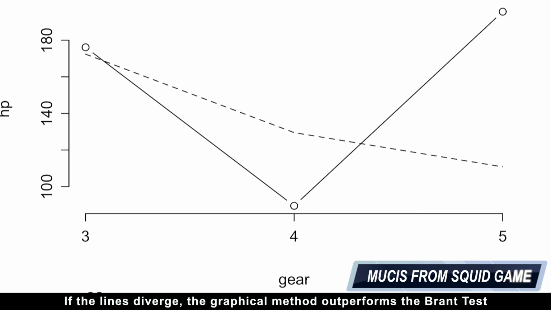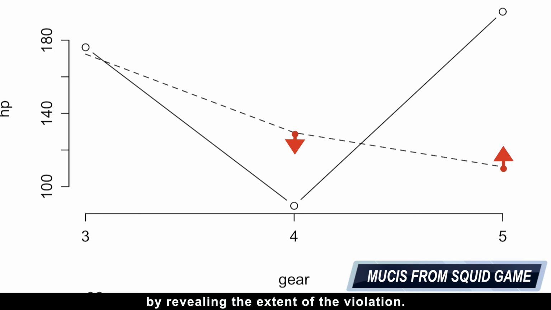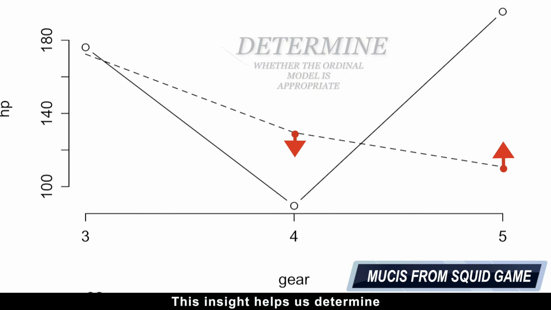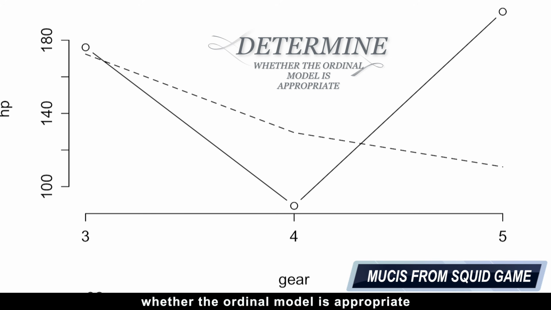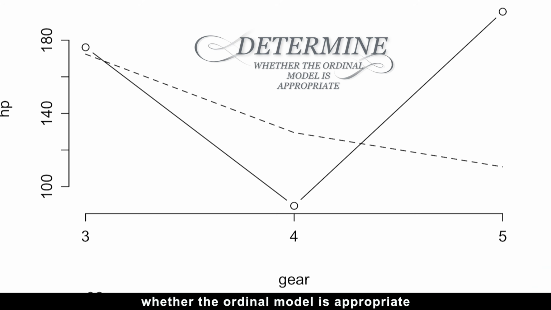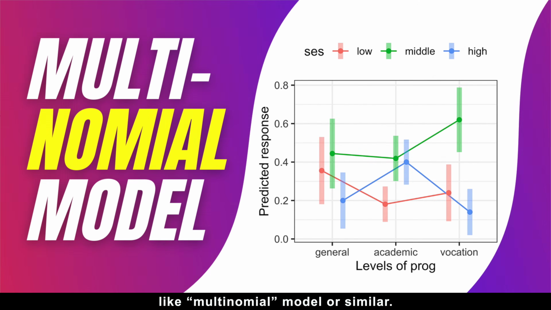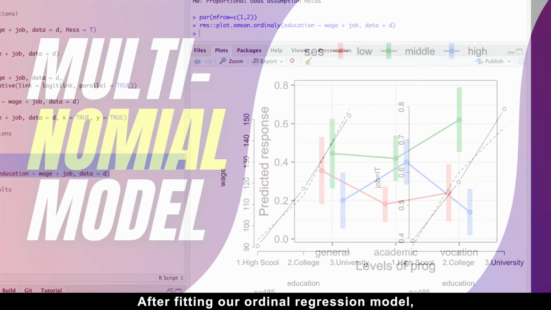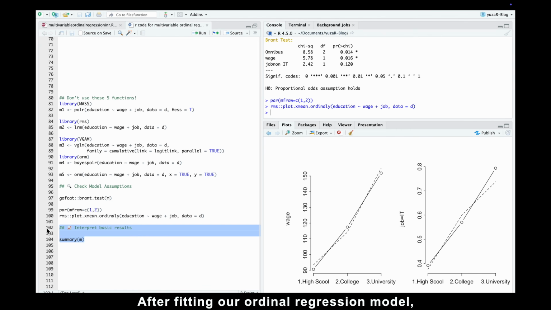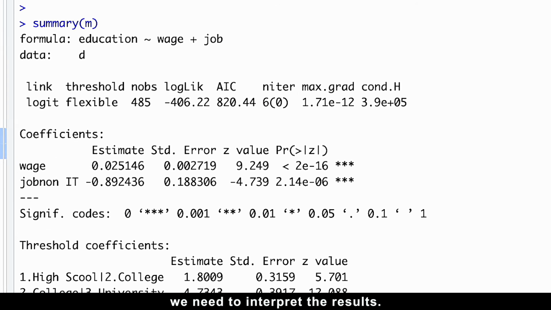If the lines diverge, the graphical method outperforms the Brunt test by revealing the extent of this violation. This insight helps us determine whether the ordinal model is appropriate or if we need an alternative approach, like a multinomial model or similar. After fitting our ordinal regression model, we need to interpret the results.